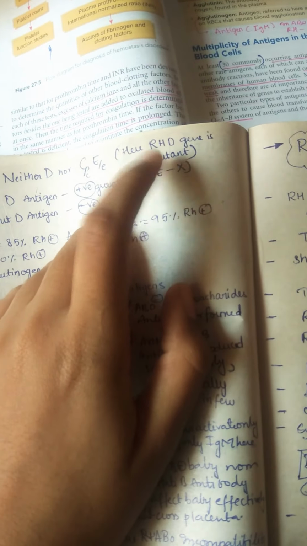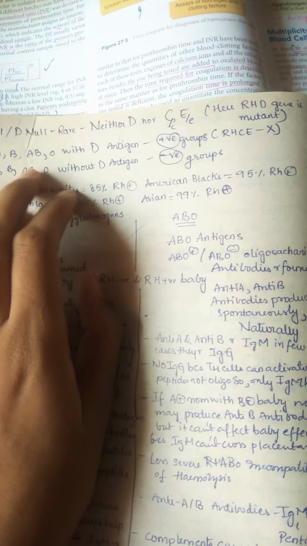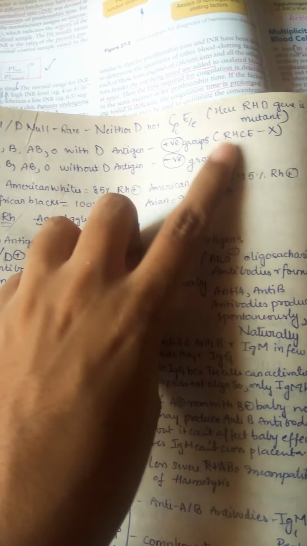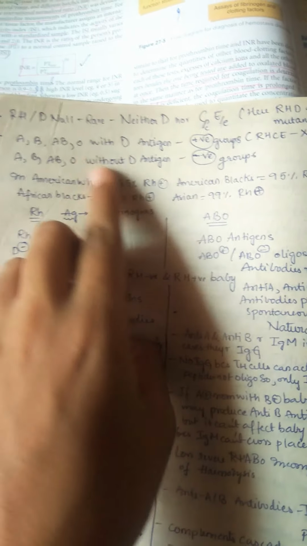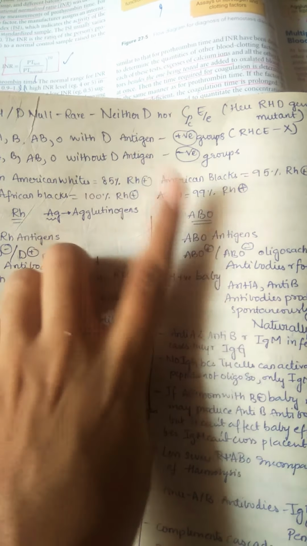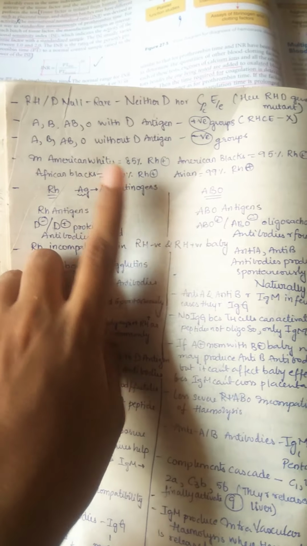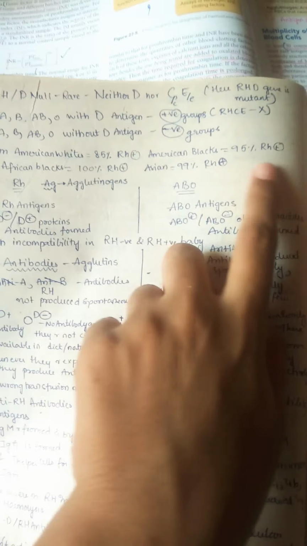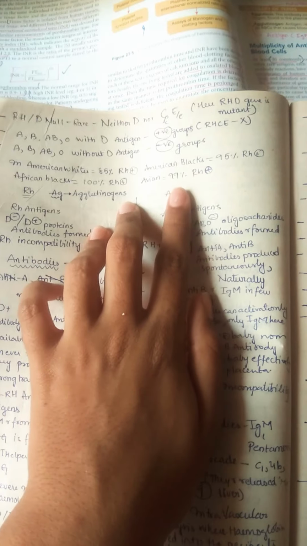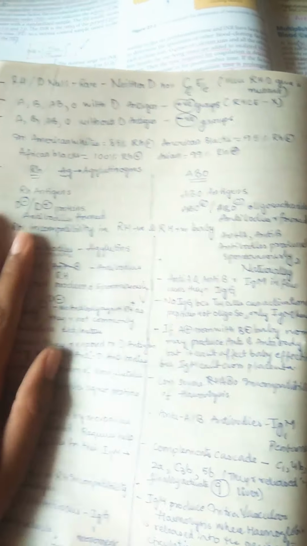So here the RHD gene is mutant, so because of the mutations they are not able to form it. And ABO with D antigen forms the positive groups, and ABO without D forms the negative groups. In American whites 85% are Rh positive, American blacks 95% Rh positive, African blacks 100% Rh positive, and Asians 99% are Rh positive.